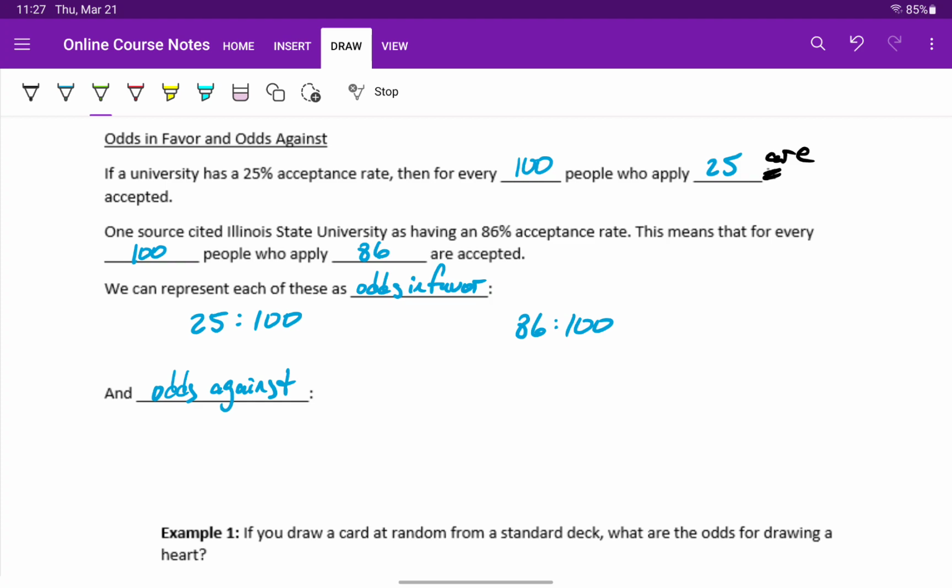So with that 25 to 100, both of these numbers are divisible by 25, which would turn this into, instead of 25 to 100, 1 to 4 odds in favor of getting accepted to that first school. And for ISU, both of these numbers are divisible by 2. So our odds in favor could be represented as 43 to 50.